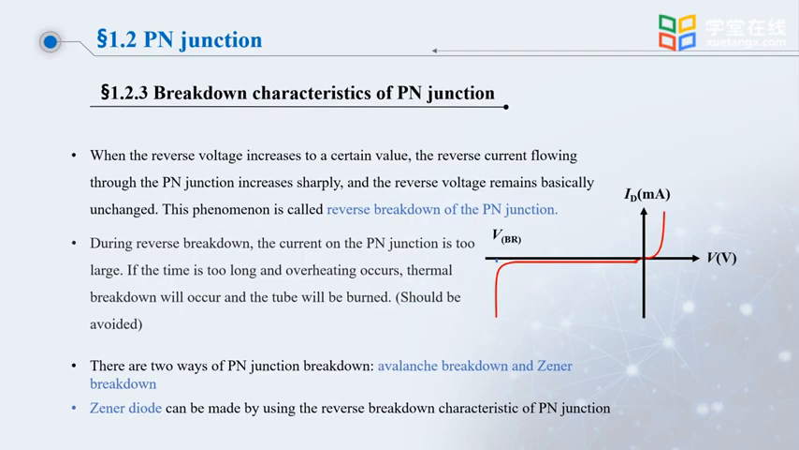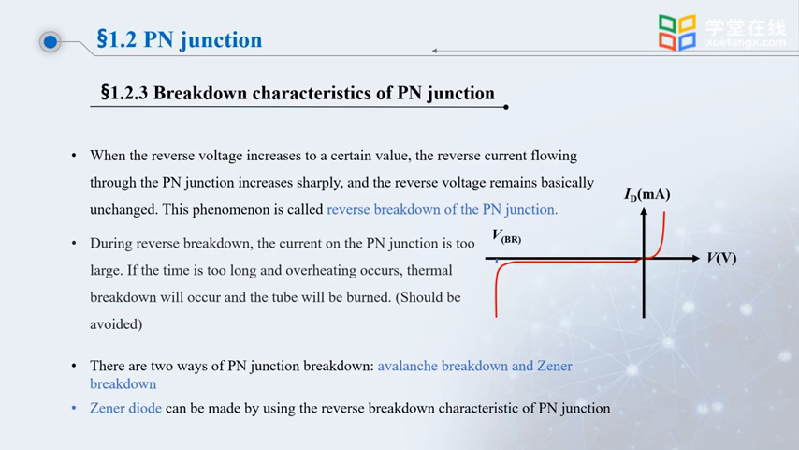Let's take a look at the breakdown characteristics of the PN junction. When the reverse voltage applied to the PN junction increases to a certain value, the reverse current flowing through the PN junction will increase sharply, while the reverse voltage will remain basically unchanged. In other words, when the PN junction breaks down in reverse, its voltage will not change anymore. It's basically unchanged. This is called PN junction breakdown. When reverse breakdown occurs, the current on the PN junction is too large. If it lasts too long and causes overheating, thermal breakdown will occur. Try to avoid burning the tube.